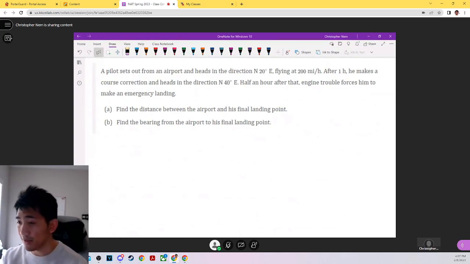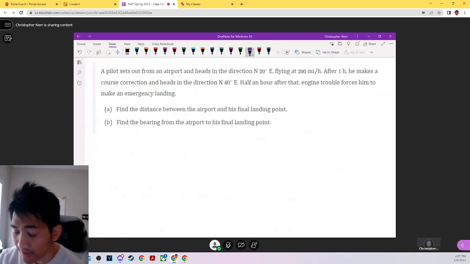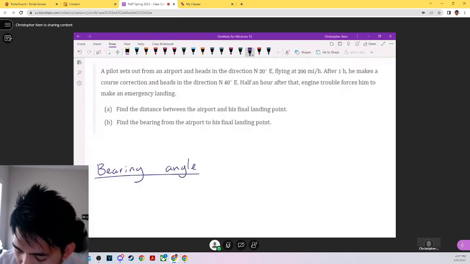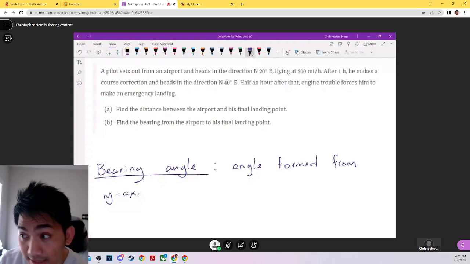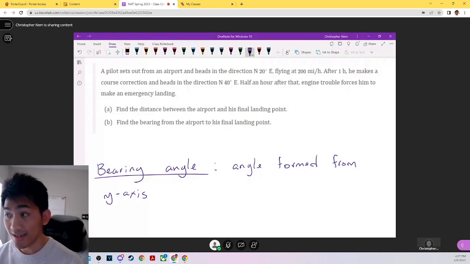Now, before we talk about planes and all of that, we need a definition of what a bearing angle is. Bearing angle is the angle formed from the y-axis, not the x-axis. A lot of you drew triangles from the x-axis. That was incorrect. You have to draw it from the y-axis for the bearing angle. For a reference angle, you do it from the x-axis. This is very important. Don't make that mistake.